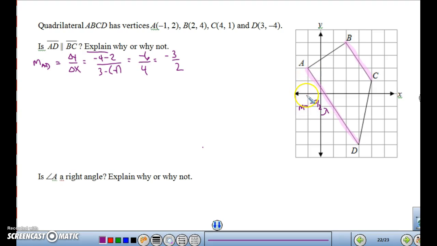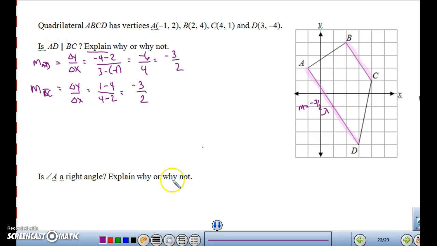If we count, 1, 2, 3, 1, 2. Yep, that works. Okay, now let's look at the slope of BC, so I know which one I'm talking about here. Delta y over delta x, using the points B and C: 1 minus 4 over 4 minus 2. 1 minus 4 is negative 3. 4 minus 2 is 2. All right, so are these parallel?